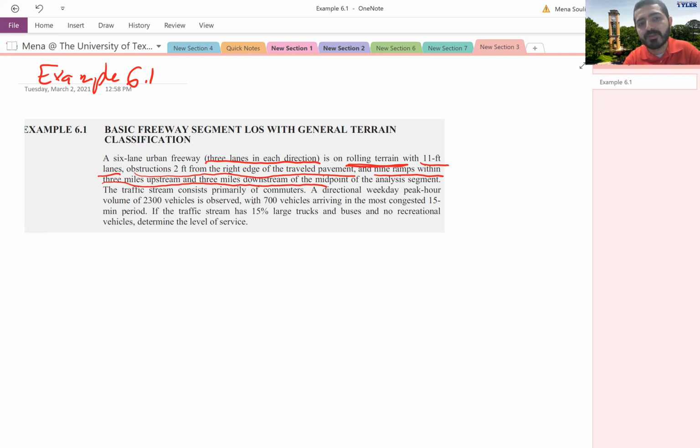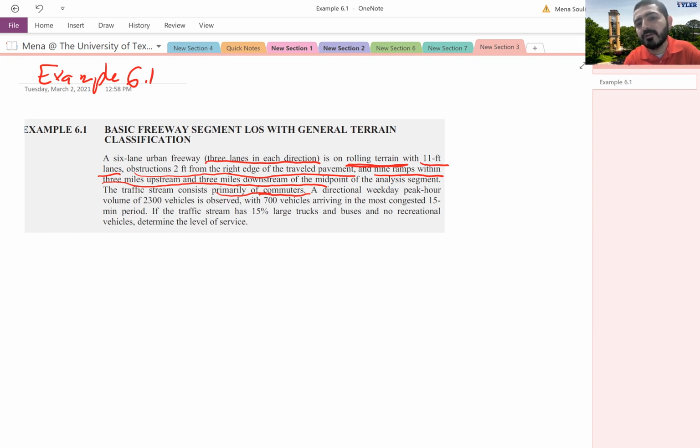The traffic stream consists primarily of commuters. This is also important. If you recall, this is the FP, the number of the population that is familiar with the freeways. Do we have the majority of people familiar with the freeway? Then your experience is going to be way better because everyone is aware of all the ups and downs and lefts and rights on this freeway. Or do we have a significant amount of people for whom this is their first time using the freeway? That's going to make a big difference, and that's why here, once we say primarily commuters, that means FP is going to be approaching 1.